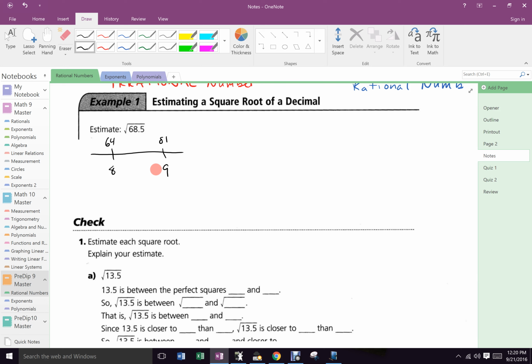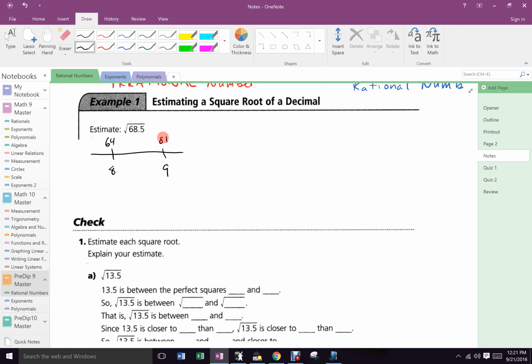The middle step. Is 68.5 closer to 64 or 81? 81. No, it's 81. It has to be 8 points. Oh, yeah. I'll try this again. Leighton, is 68.5 closer to 64 or 81? I think it's 64. That's correct. It is closer to 64.